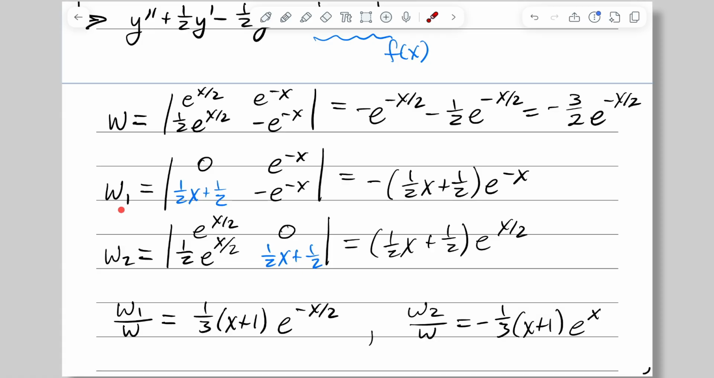W1 is the same as W, except the first column is 0 and then 1/2 x + 1/2. And when we compute that determinant, we get -(1/2 x + 1/2) e^(-x). Likewise for W2, we have e^(x/2) times (1/2 x + 1/2). W1 over W, once everything is simplified, turns out to be 1/3 (x + 1) e^(-x/2). W2 over W is -1/3 (x + 1) e^x.